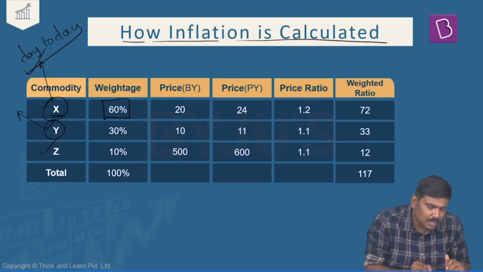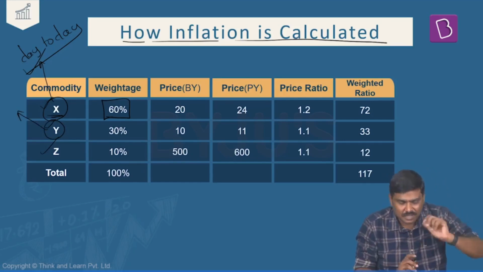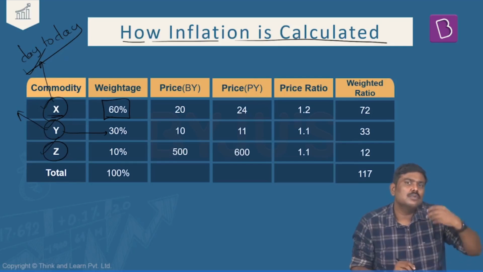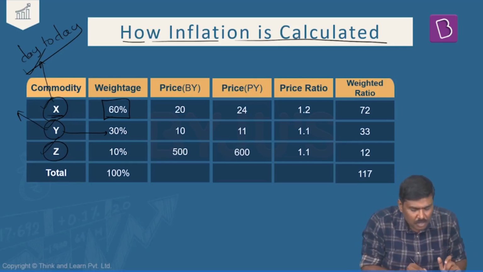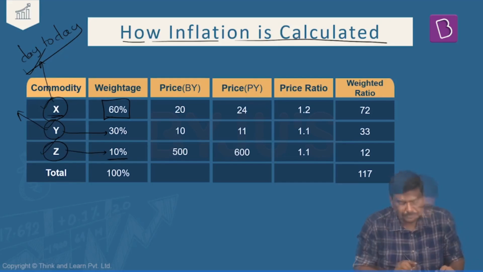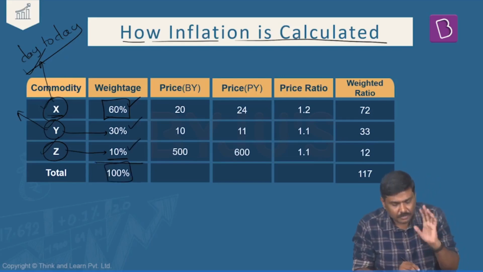Why? Let's say Y is a commodity which is consumed on a monthly basis. So obviously the frequency of consumption is much lesser. I will give lesser weightage. And Z, let's say, is consumed once in 3 months, once in 2 months. The frequency is very, very less. Hence I've given the lowest weightage. So X will have the weightage of 60, Y will have a weightage of 30 and Z will have the weightage of 10%. Totally, it should carry a weightage of 100%.